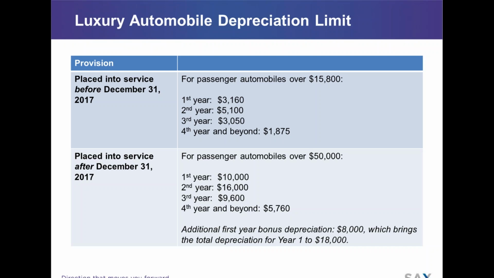Now these limits have been increased. So now the $50,000 automobile will get capped at $10,000. And if you take an additional bonus of $8,000, your first year you'll get $18,000 of depreciation. If the car is under $50,000, you'll actually be able to take 100% bonus on that car, which is much better. So if you're contemplating getting that $47,000 car or the $52,000 car, it's a big difference in the tax savings that you can get immediately in year one.